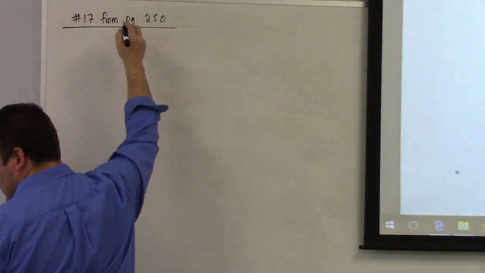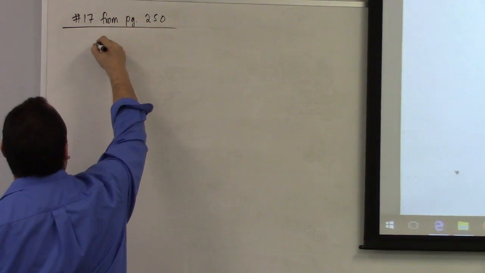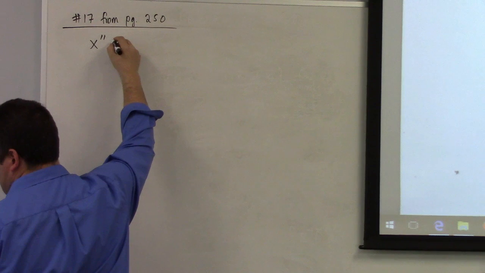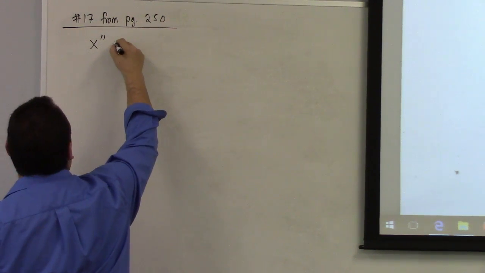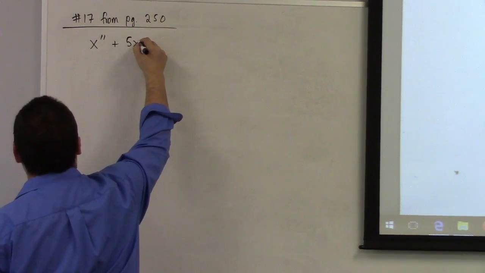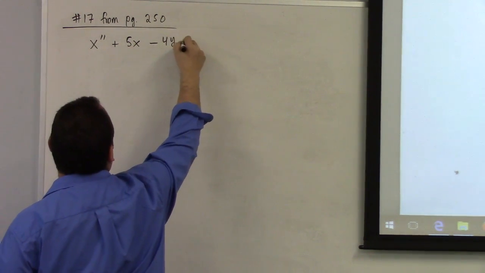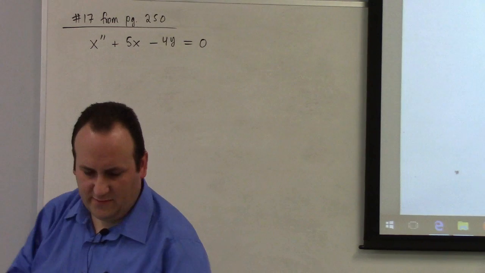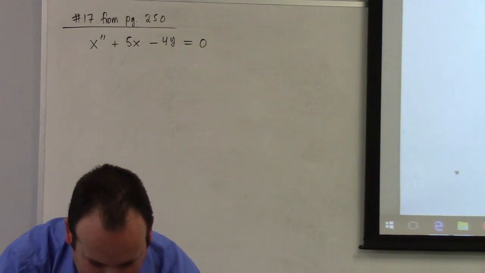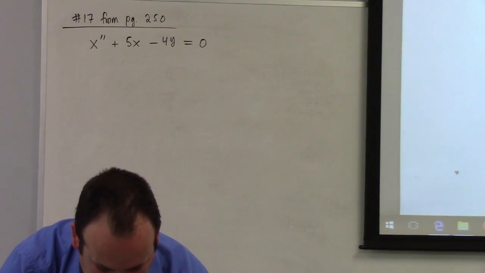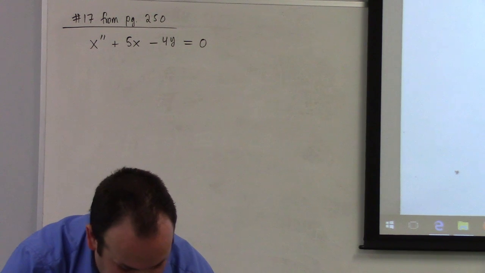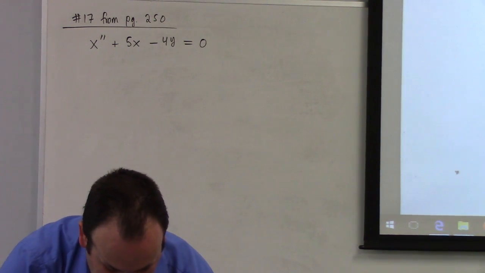Here's the problem. X prime prime, plus 5x minus 4y. Actually, before I do this, I'm going to look at the answer. Because if the answer's got square root of 15 in it and square root of 23 and junk like that, I'm bailing on this early.